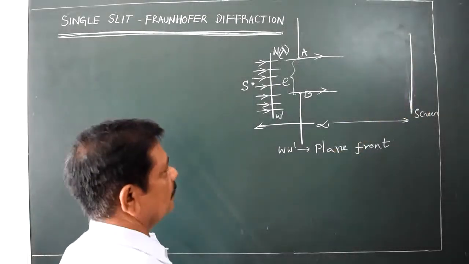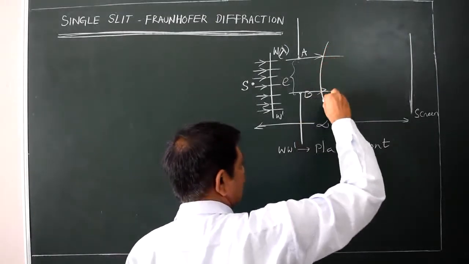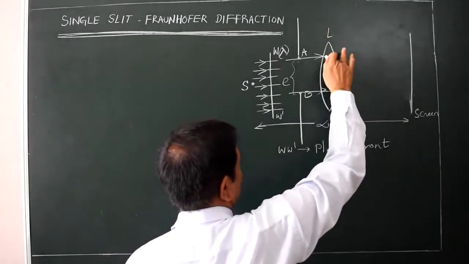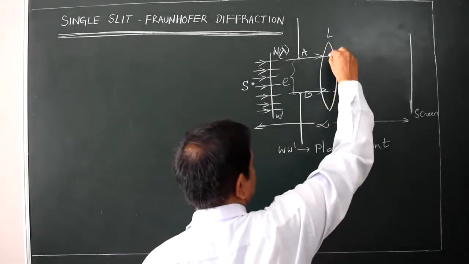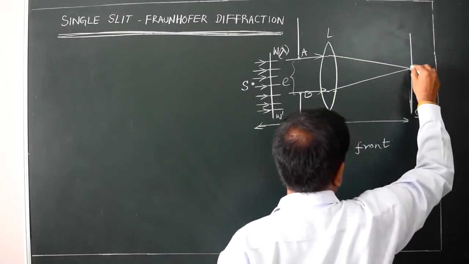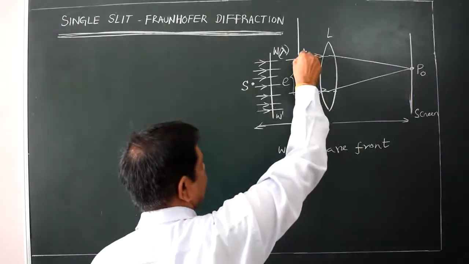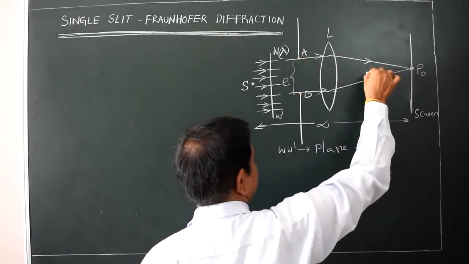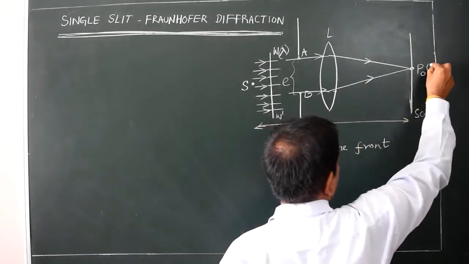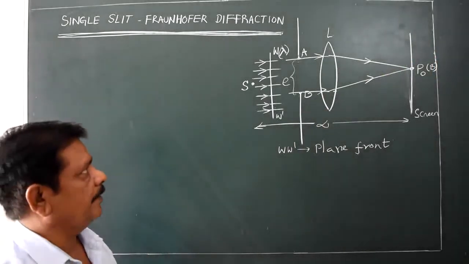To get the image on the screen, we should take a convex lens L, which focuses the light on the screen at a point of focus. Let this point be P0. So the light in the direction of incidence is focused at P0, and that point is nothing but a bright point.